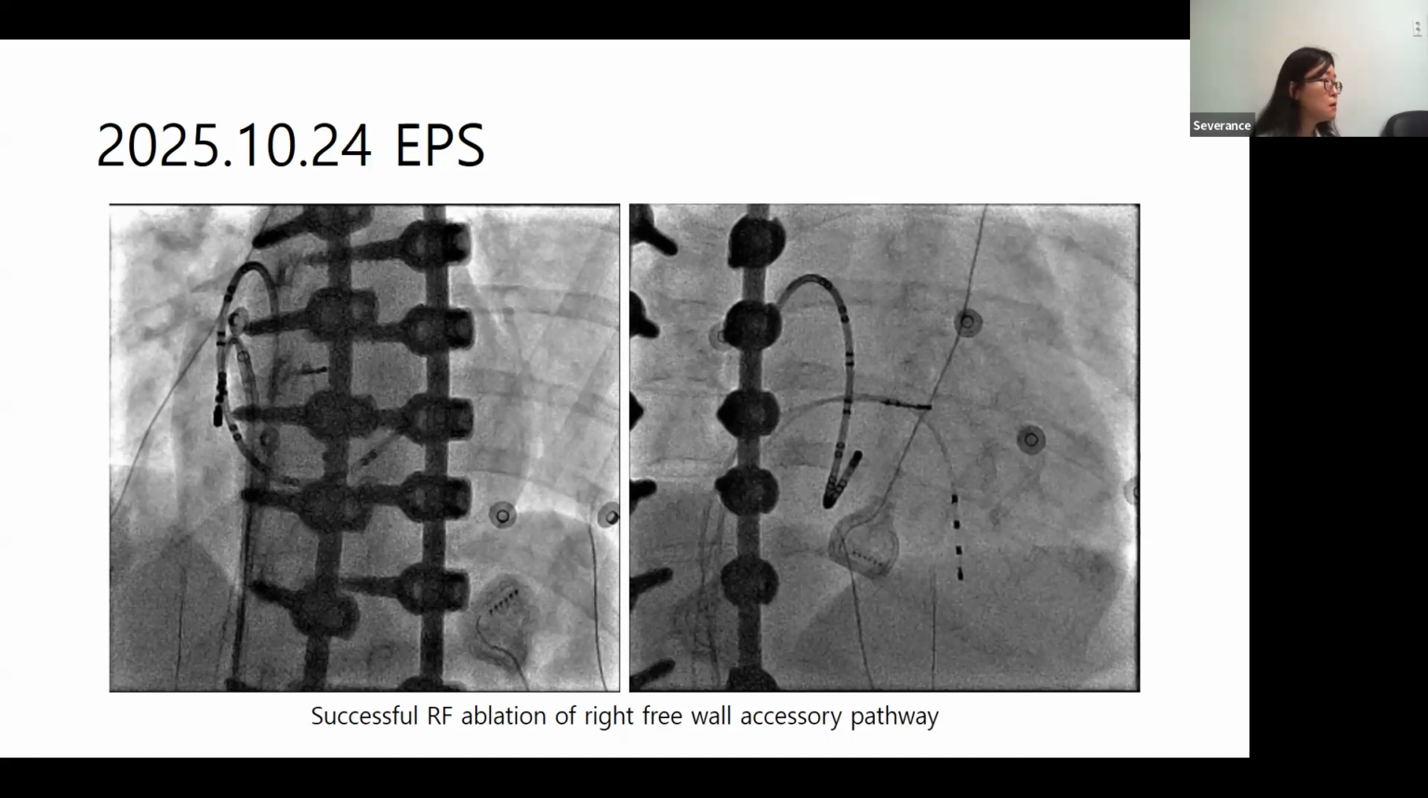When you ablate the right side free wall pathway, do you prefer SL1 or SL2? It doesn't matter. I always use SL1 because I'm more familiar. We are using the SL1 sheath every day. I think Dr. Om is the best to choose the proper sheath.